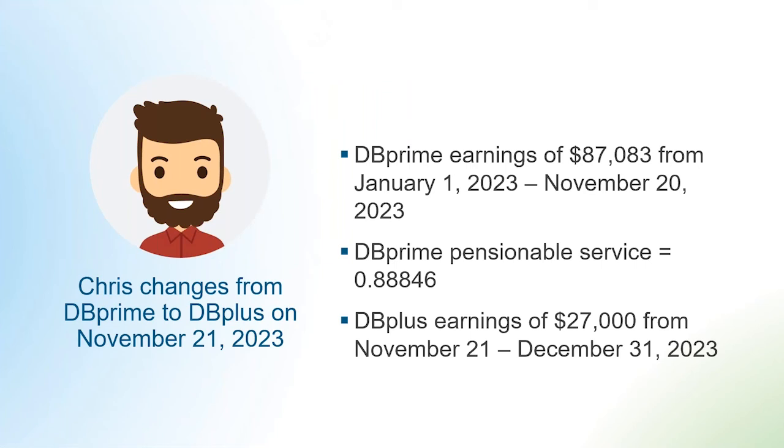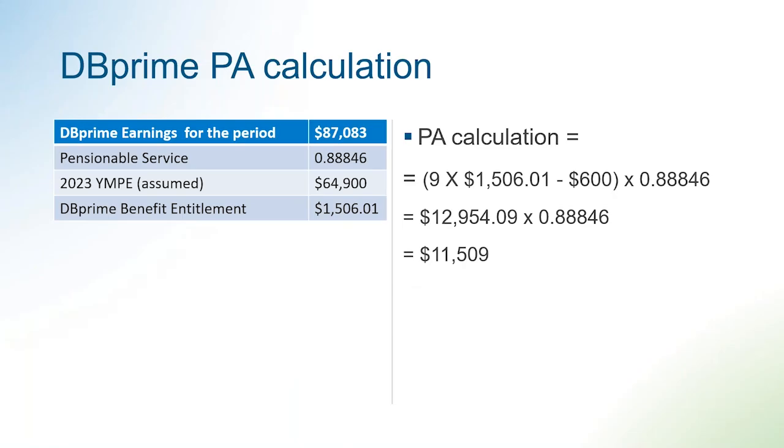Let's look at an example of a member who changes plan design from DB Prime to DB Plus. The member's DB Prime earnings are $87,083, and the pensionable service is 0.88846. The DB Plus earnings are $27,000. The DB Prime PA calculation follows the current formula, and the PA is $11,509.